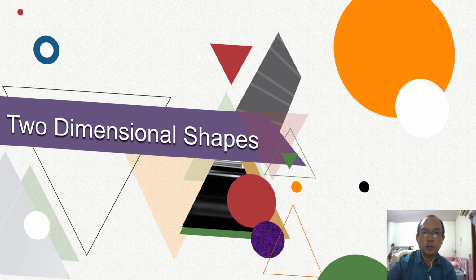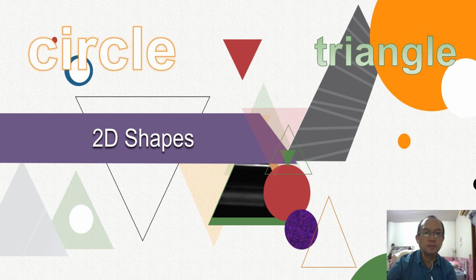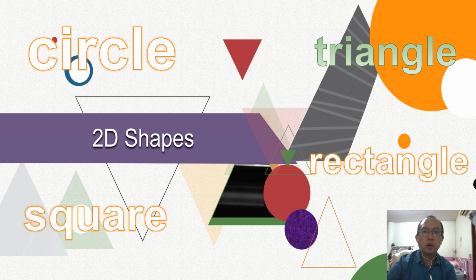Hello, I'm Teacher John. Today we are going to learn about two-dimensional shapes, or simply 2D shapes. Before we begin our lesson, I just want to ask, what do you know about shapes? Can anyone name me a shape, please? A circle, a triangle, a square, a rectangle. Very good.